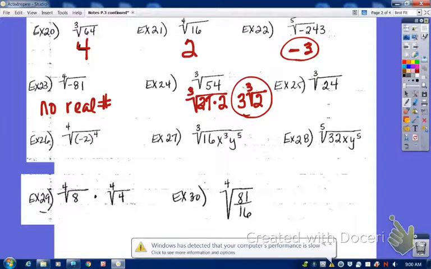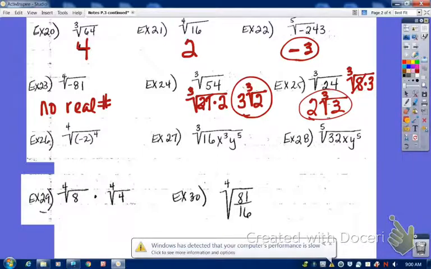Example 25, the cube root of 24. Look at your chart. Is 24 a perfect cube? No, but what number will go into 24 that is a perfect cube? 8. So we're going to break this down into the cube root of 8 times what? 3. 8 times 3 is 24. The cube root of 8 is 2. 2 comes out, and then you're left with the cube root of 3 on the inside. So that simplifies to be 2 cube root of 3. Any questions before we move on?